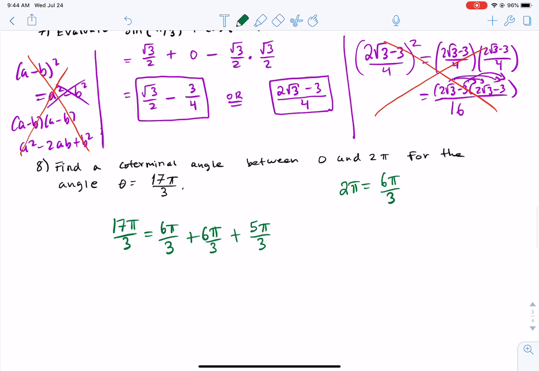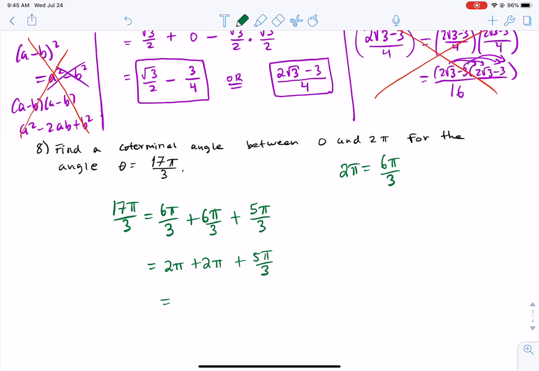So these 6 pi over 3 is 2 pi plus 2 pi plus 5 pi over 3. And what we're going to do is say that the 2 pi's are just representing going around the circle once, and then 2 pi again going around the circle again, and then plus 5 pi over 3. So the answer will just be 5 pi over 3.